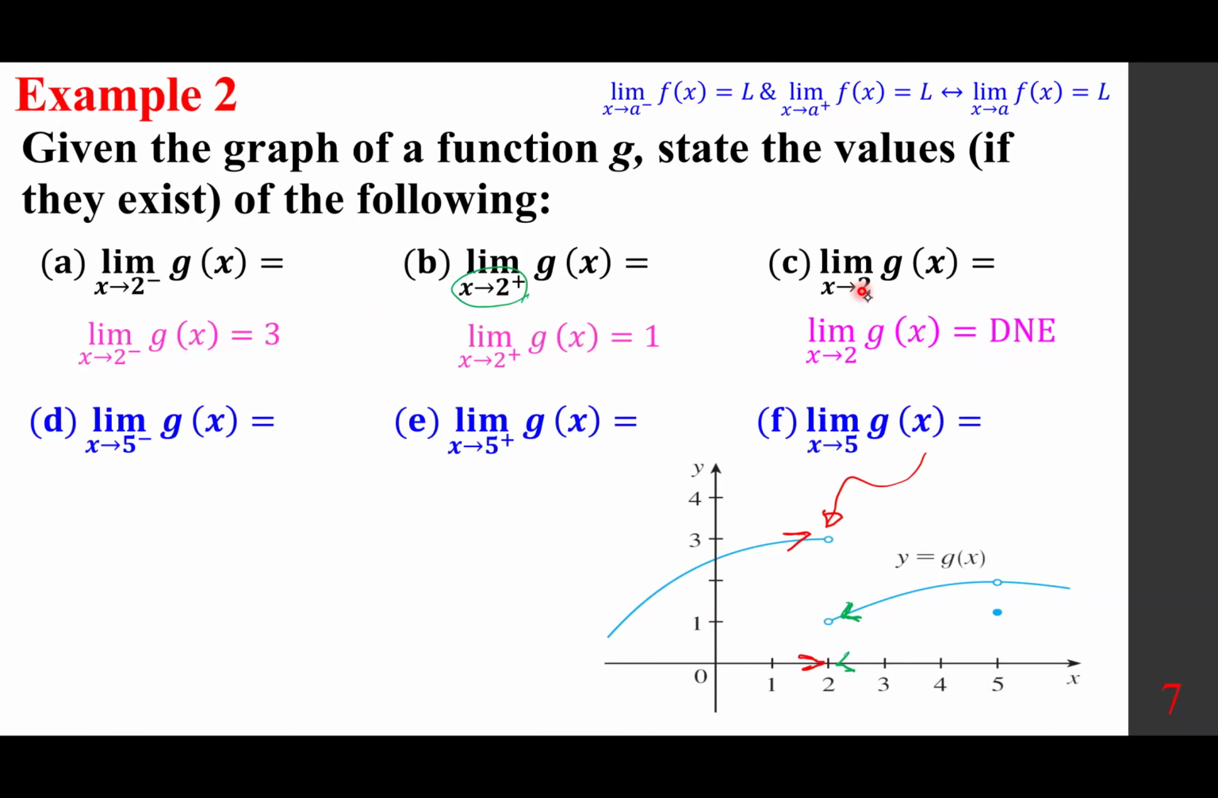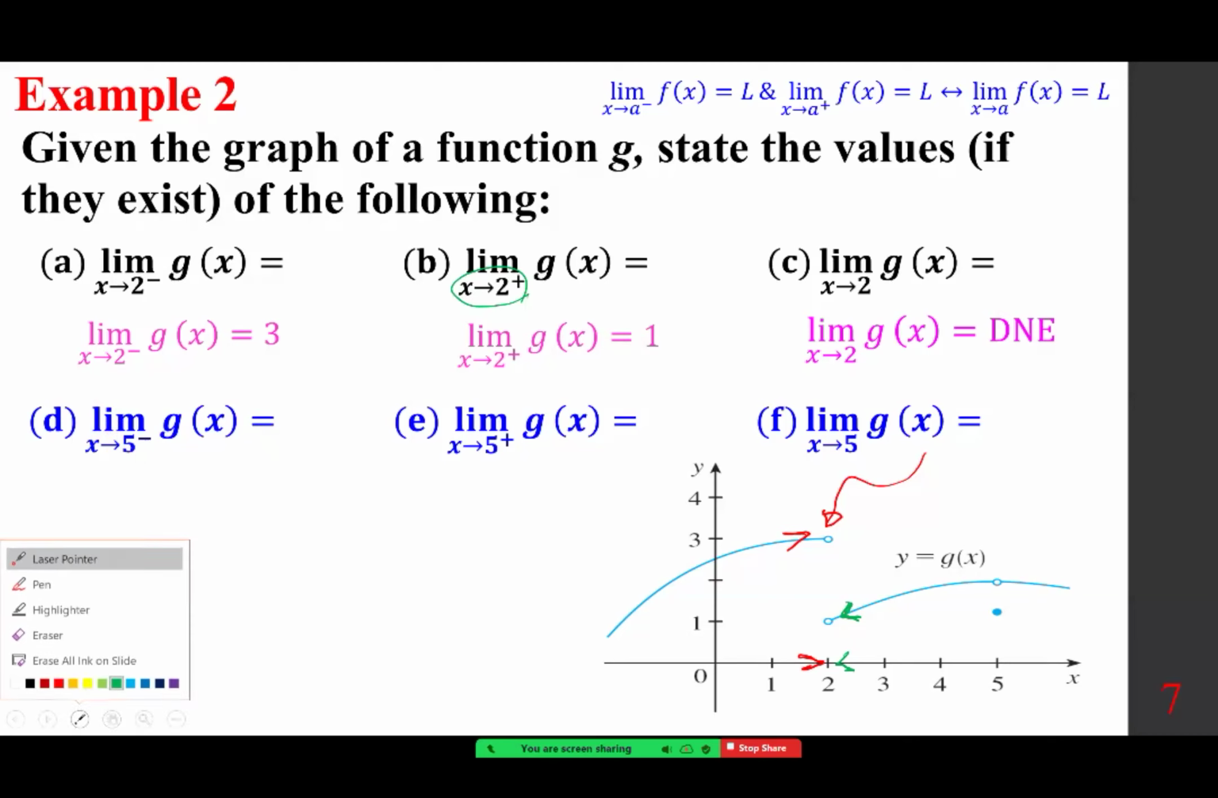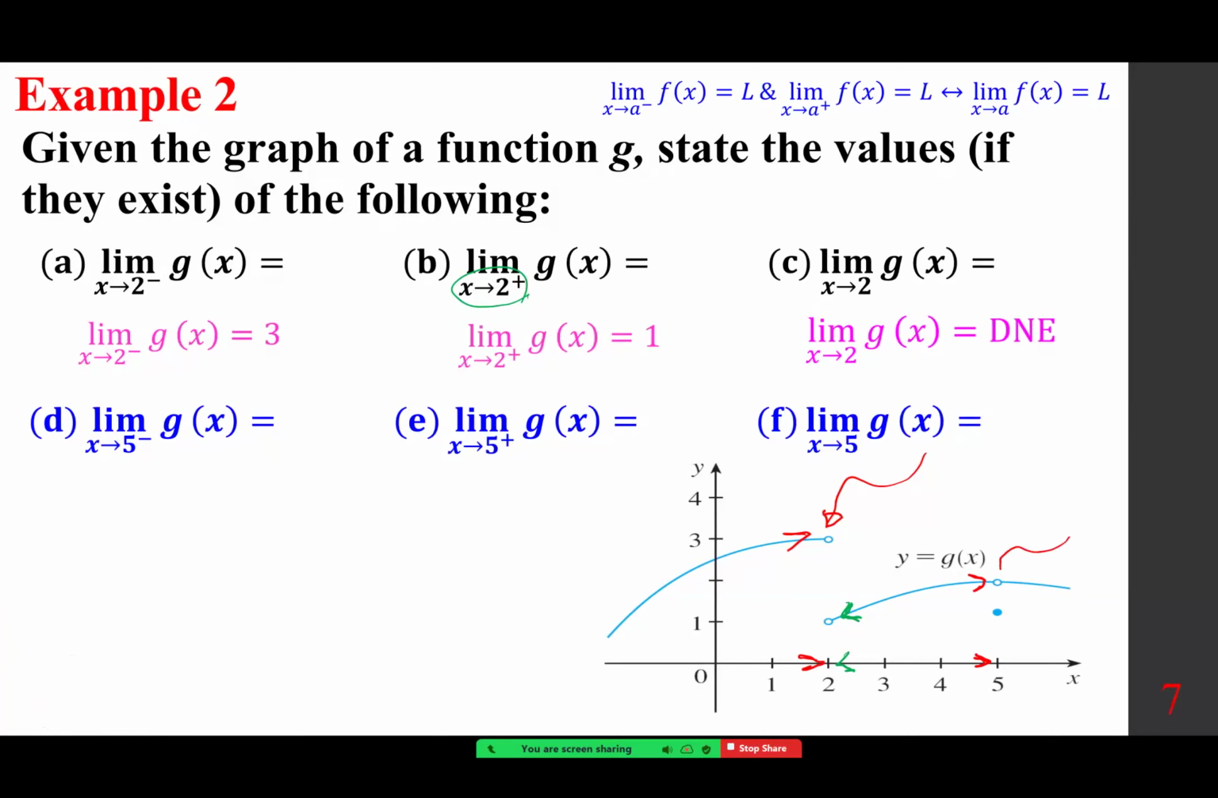Let's look at number 5. So we are interested in the limit of g of x as x approaches 5. We're going to look at the left and right. Can anybody tell us what is the limit of g of x as x approaches 5 from the left? There's number 5, the left side. This is how we move. We are moving towards this point.